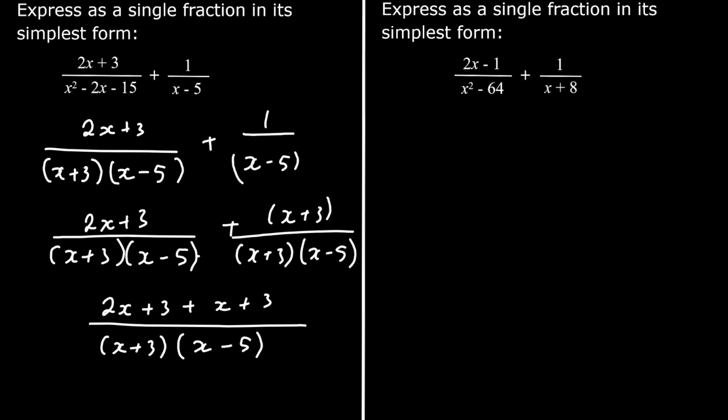And just collect the like terms. So 2x and another x, 3x, and 3 plus 3 is 6. So 3x plus 6 over x plus 3 times x minus 5.